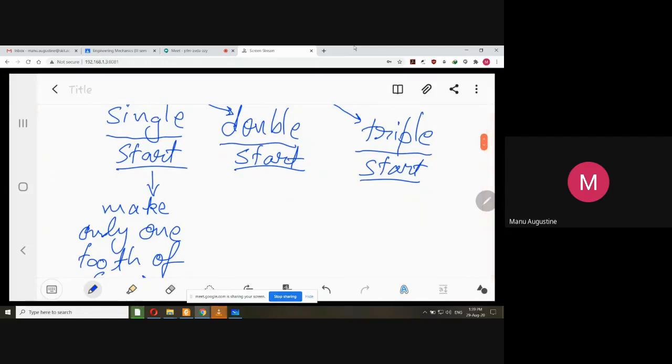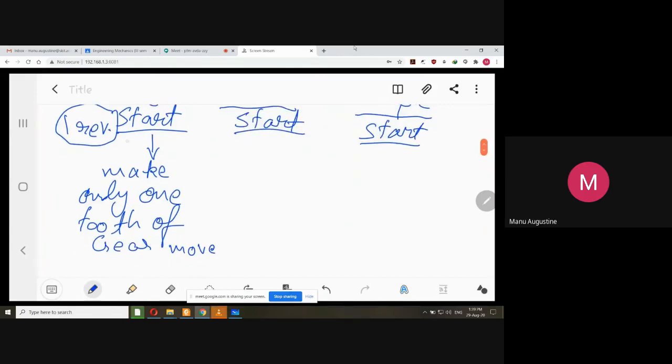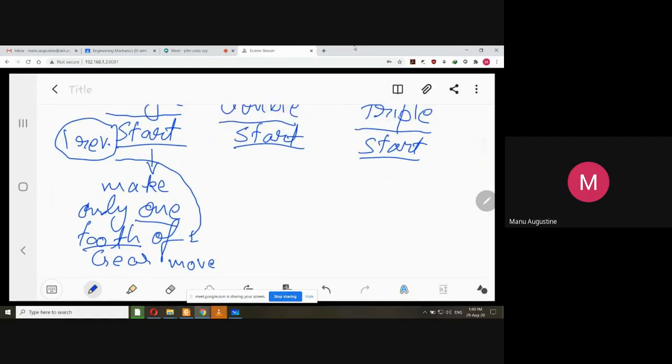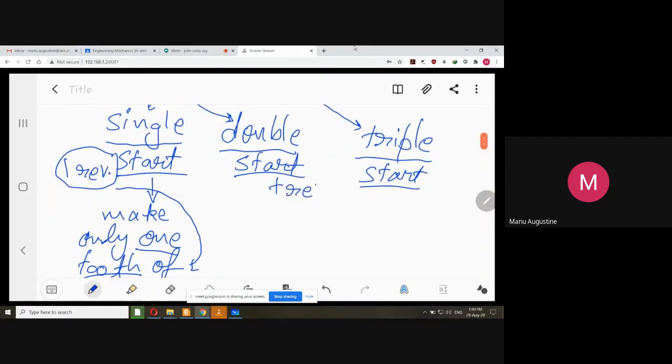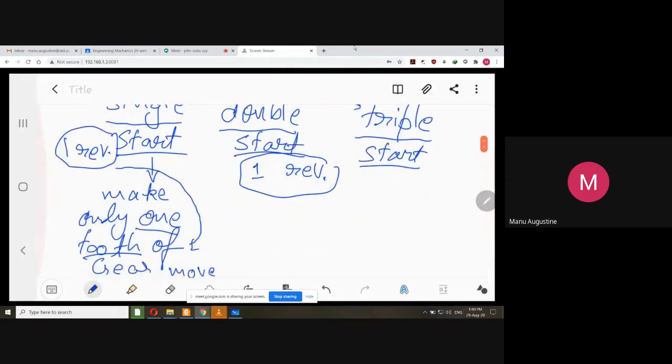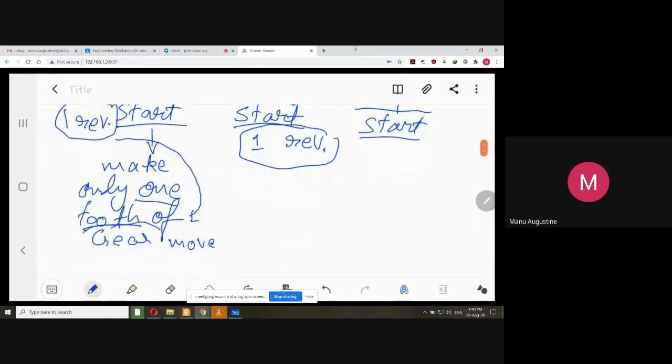So in one complete rotation, one revolution of the worm will cause the worm wheel to move only by one tooth. One revolution of a double start worm will cause the attached gear to move by two teeth. So it's a very small movement.